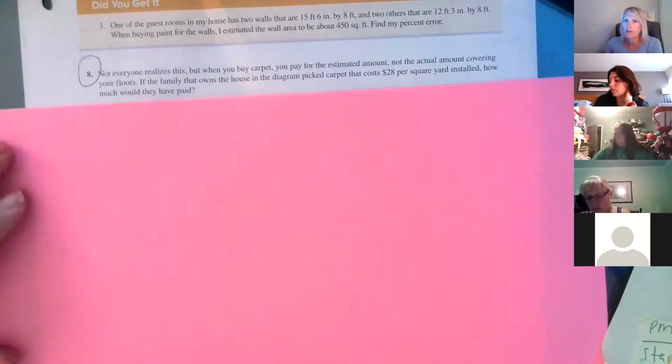So what about number 8? They overestimated us by 20%, but it says that we're going to pay using the estimated amount. That's what they charge you. And Darla told us that earlier.